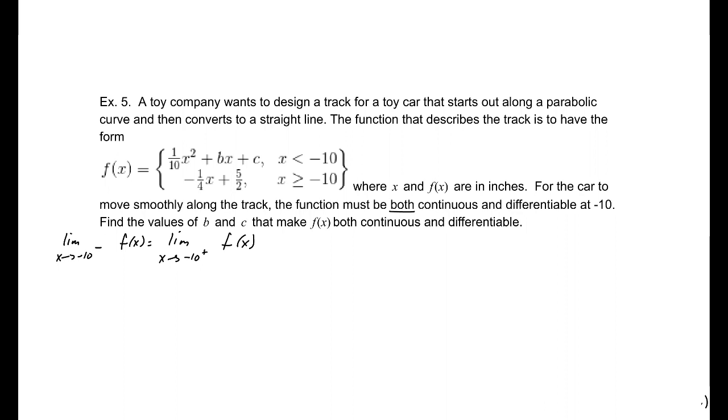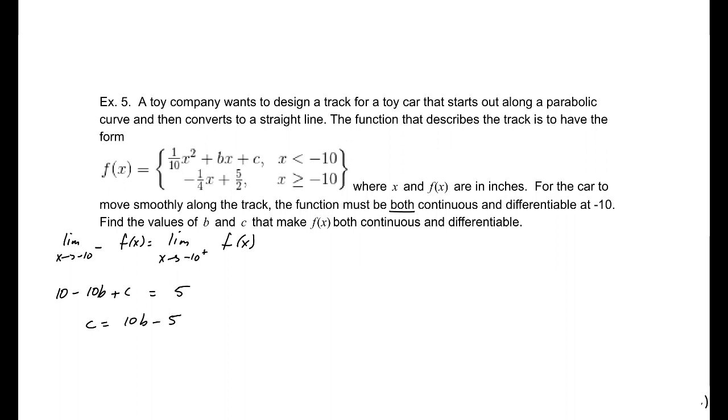So if we take the limit on the left side there, well, it's a quadratic, so we can just evaluate. If we evaluate that, we get 10, and I'm going to simplify some of this, 10 minus 10b plus c. So the limit from the left on the quadratic is 10 minus 10b plus c. The limit on the right is, again, where you can evaluate that because it is a linear function, and that value is 5. Now we're going to rearrange this to say that c equals 10b minus 5.